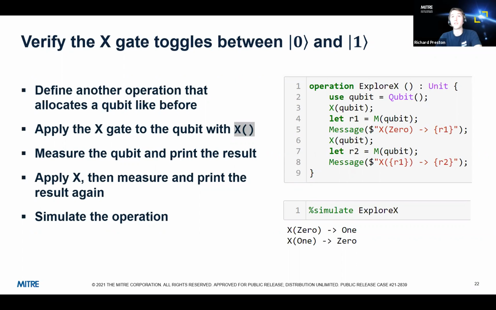And then we're going to, after we apply the X gate, measure, and then output or print the result. And then what I want you guys to do as well is apply the X gate again, measure again, and then output the results again, so you can see it toggle between 0 and 1. I'll give you guys a second to do that.